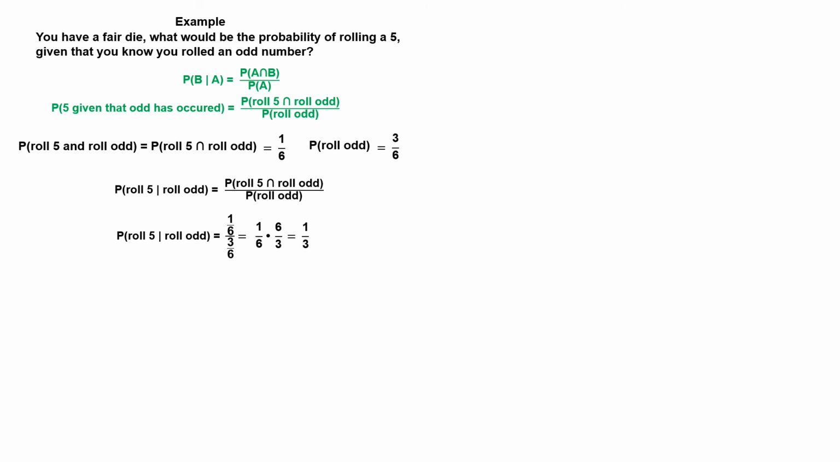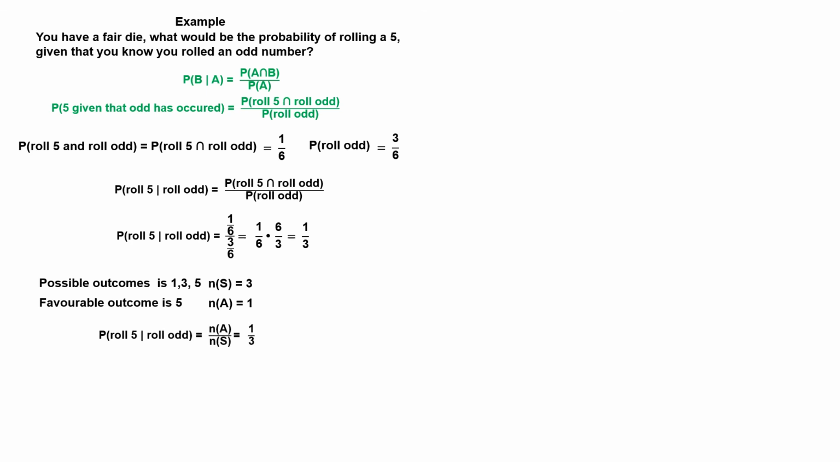We could approach this problem in another way. As we know that odd has occurred, we have only 3 possible outcomes: 1, 3, and 5. The number of possible outcomes is 3. The favorable outcome is 5. The number of favorable outcomes is 1. So the probability of 5 given that odd has occurred is 1 over 3.